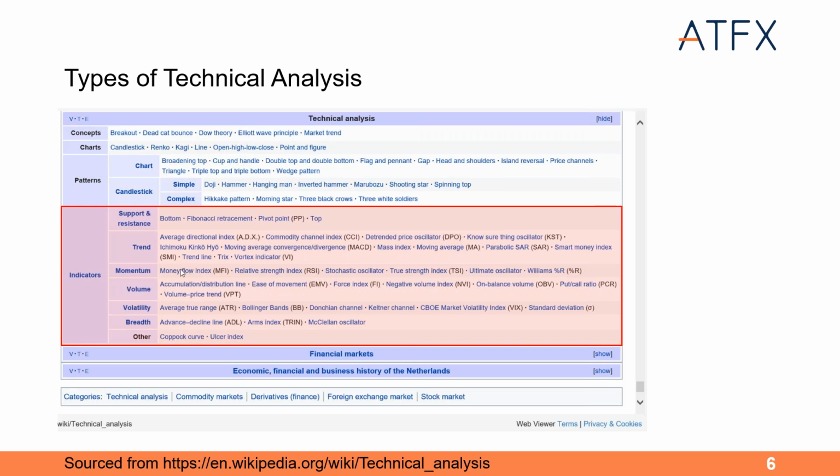We also have momentum indicators. So we have money flow index, relative strength index, which is shortened to RSI. That's another very popular momentum indicator. Stochastic oscillator, Williams percent range, Williams percent R. These are some very popular momentum indicators.